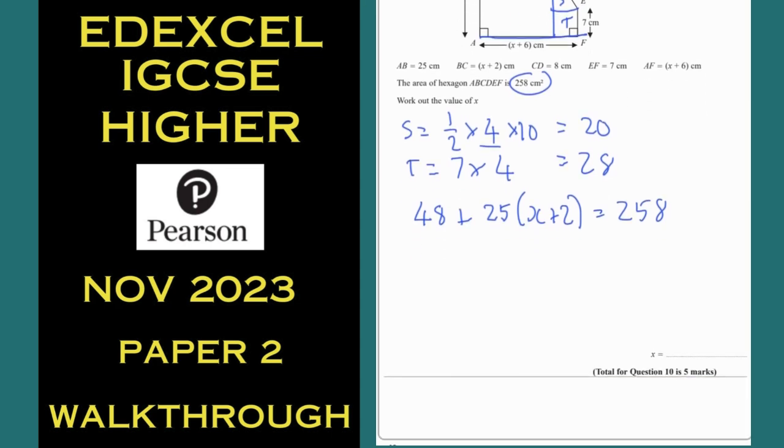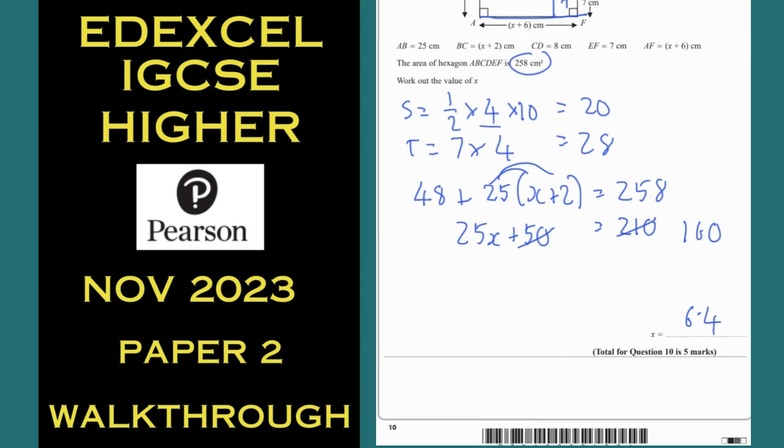Let's subtract 48 from both sides while we expand the brackets. 25x plus 50. And now we can subtract 50 from both sides. And if you divide 160 by 25, you can either go with 8 and 2/5, 32 over 5. I'll go with decimals, 6.4.